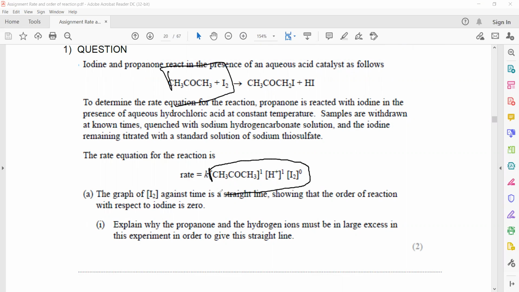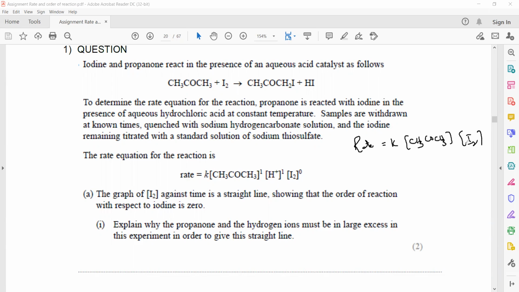determining step, because the rate expression according to the overall equation, if it was a one step reaction, then what should be the rate expression, rate equation? Rate is equal to k times the concentration of propanol and the concentration of iodine. This should be the equation if it was a one step reaction. But as you can see, the equation does not have the original reactants, so this confirms that it is not a one step reaction, it is a multiple step reaction.